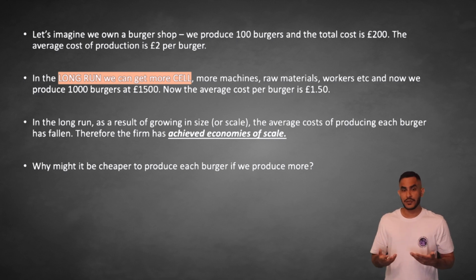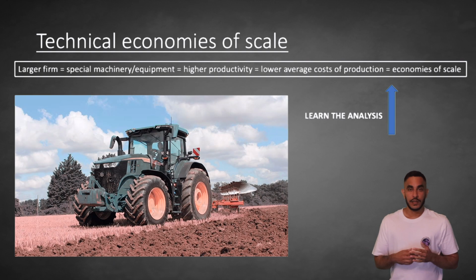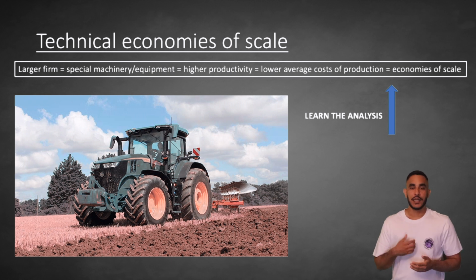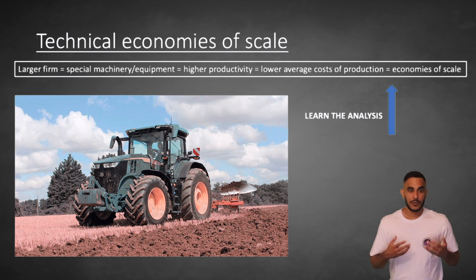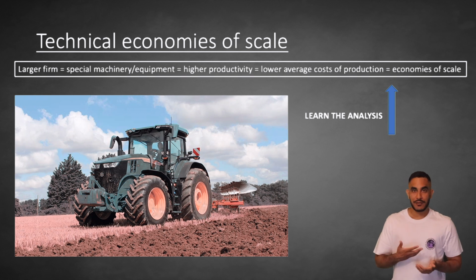Why might it be cheaper to produce each burger if we produce on a larger scale? So as a firm grows in size, it is able to replace labour with machinery, reducing the average cost of production. This is because machinery may be more efficient or productive than workers, thus lowering the average cost of production for firms. For example, it would cost a firm less to get one tractor to dig up a large area of land than hiring hundreds of workers and paying them each a wage.